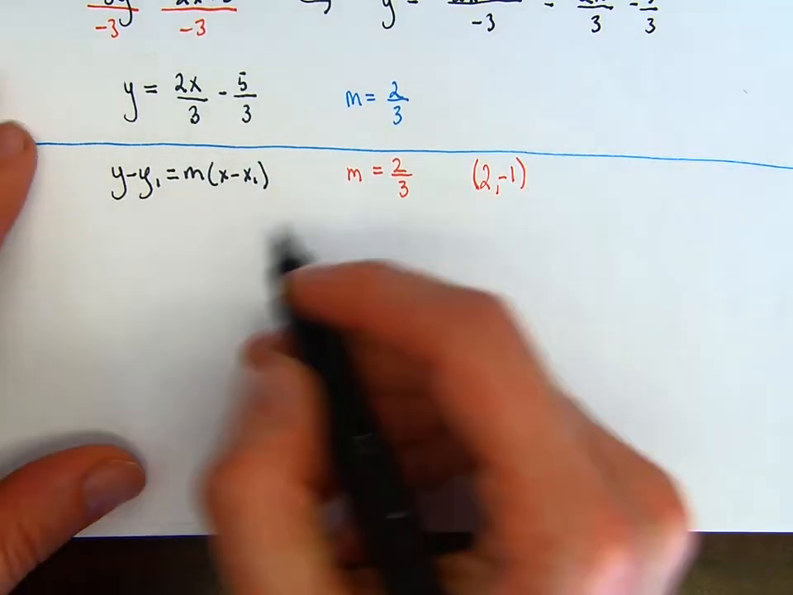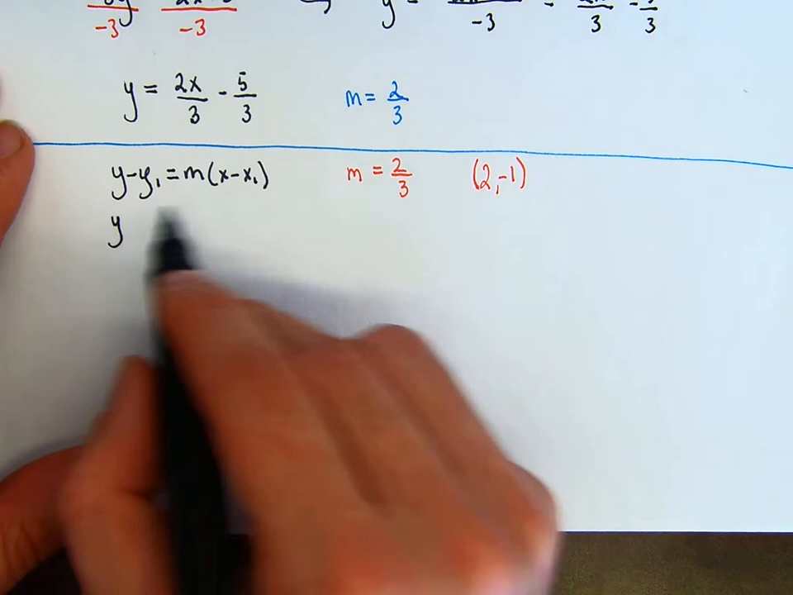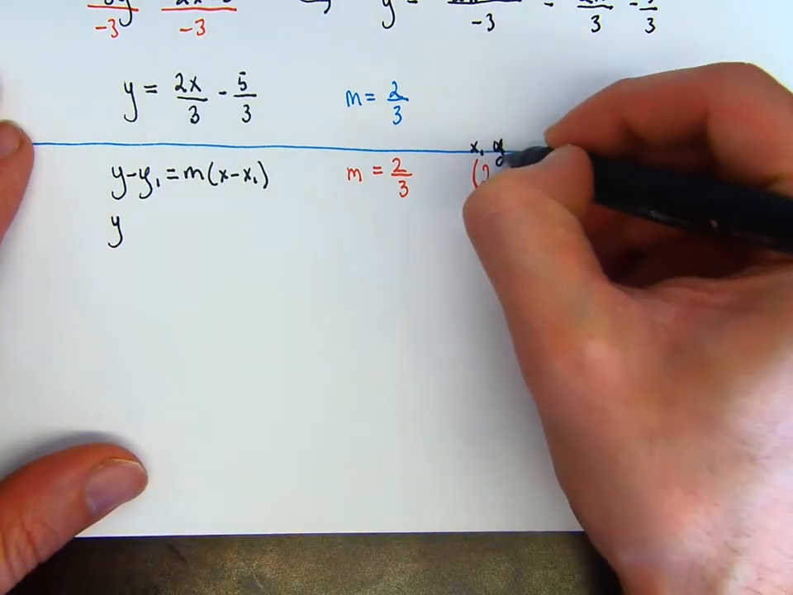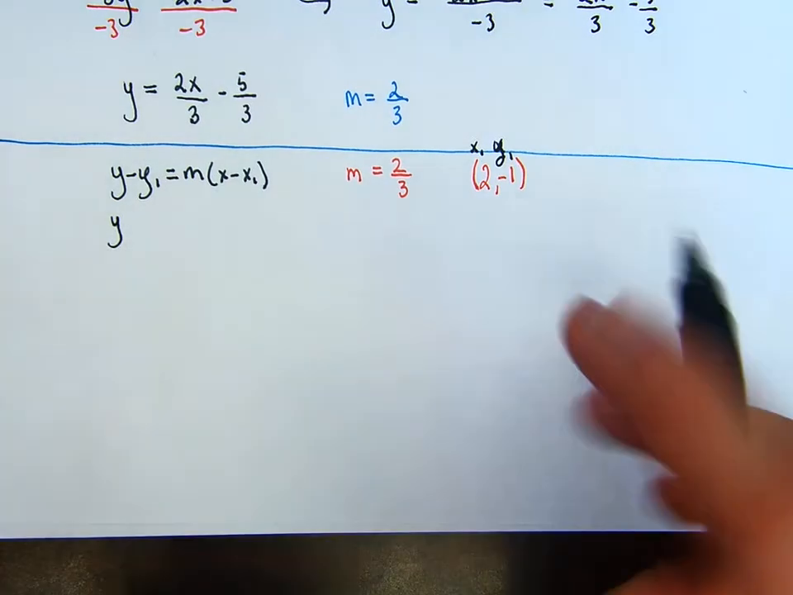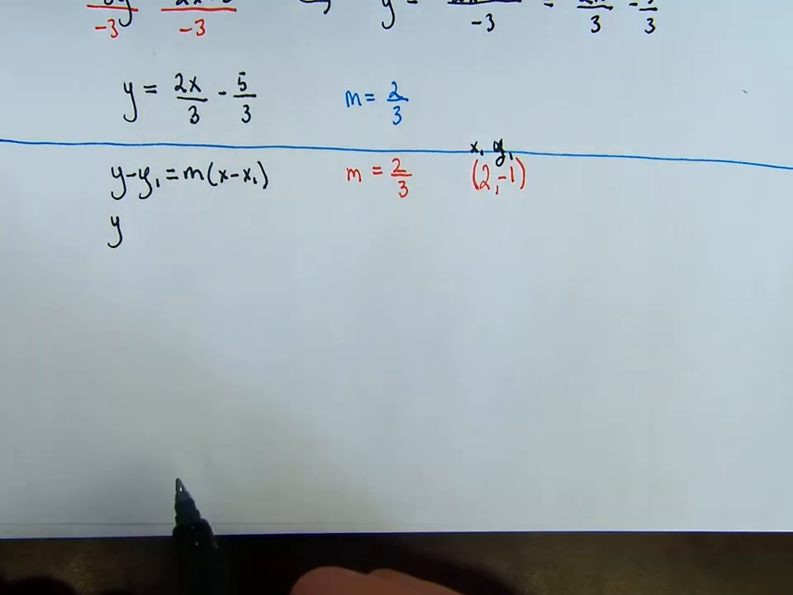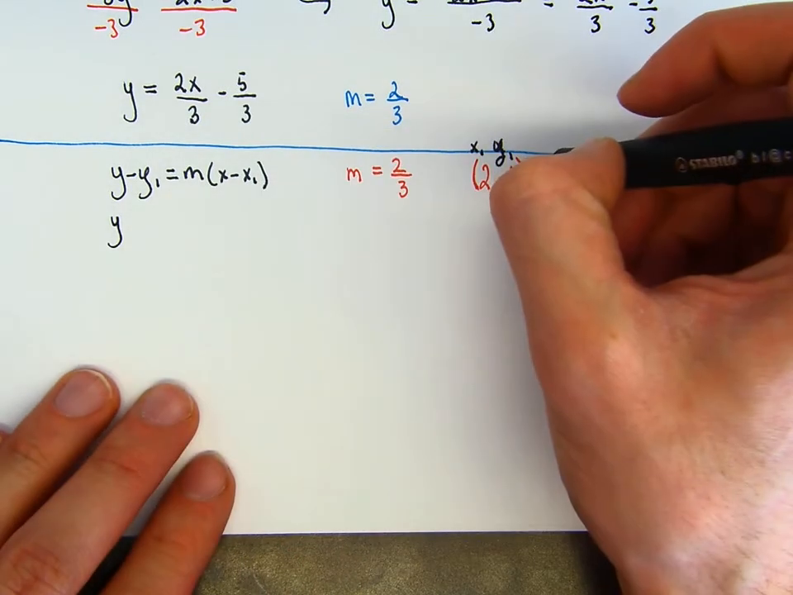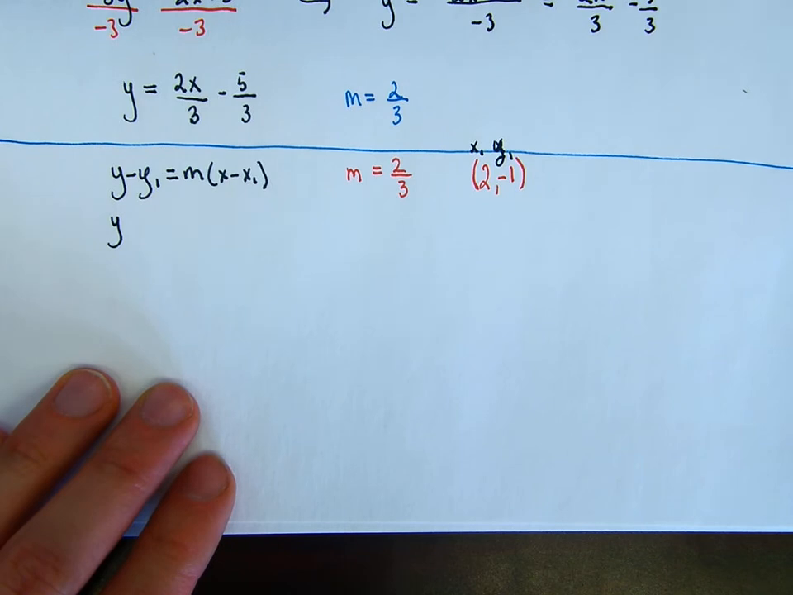Let's create the line. Here, do I have my m? I do. This is my x sub 1. This is my y sub 1. Now we just plug these values in. If you want, pause the video and try it for yourself.